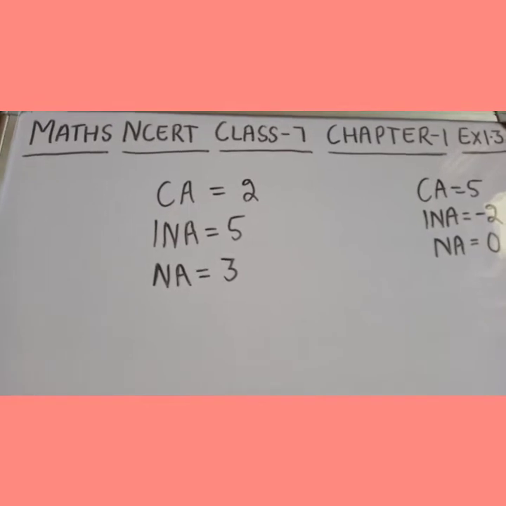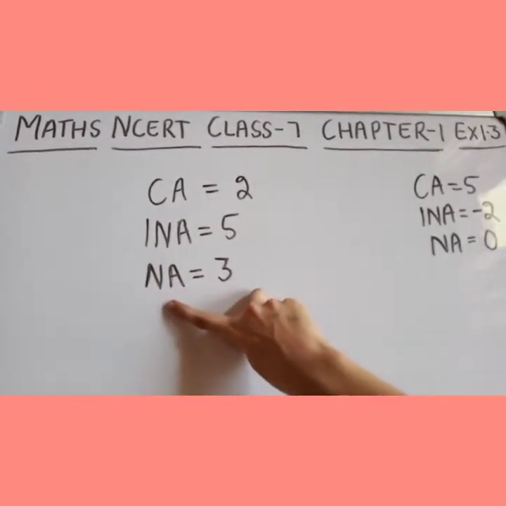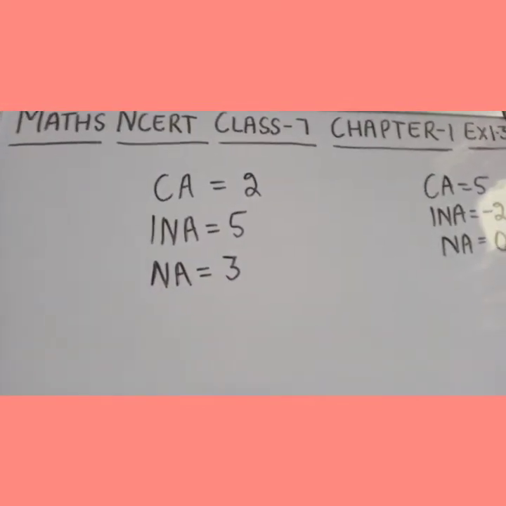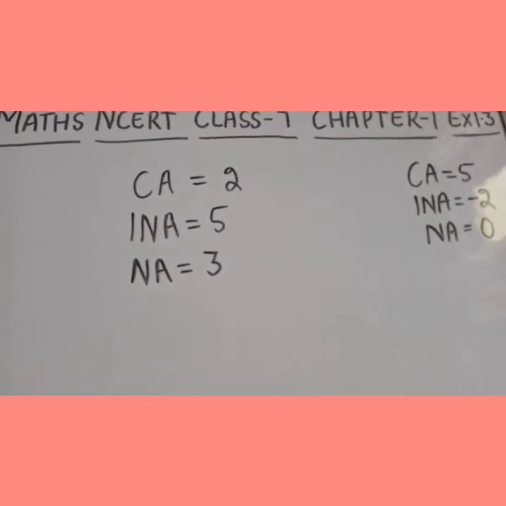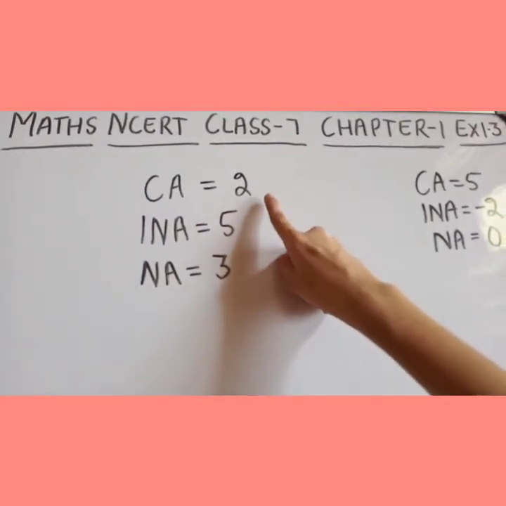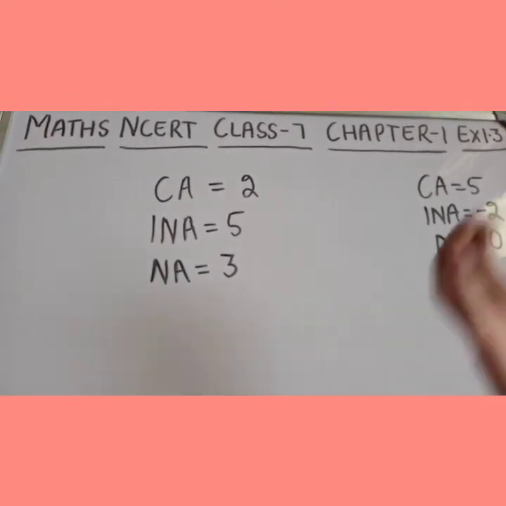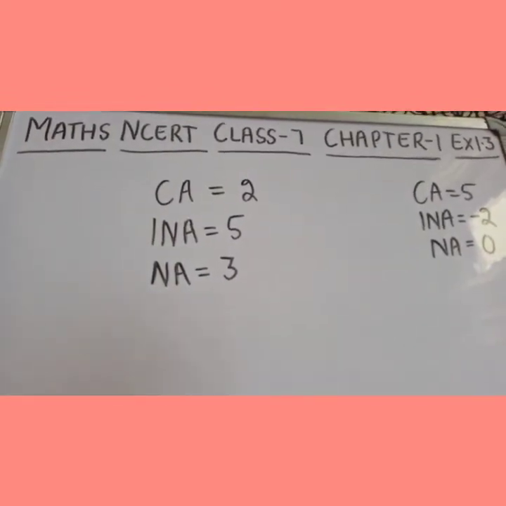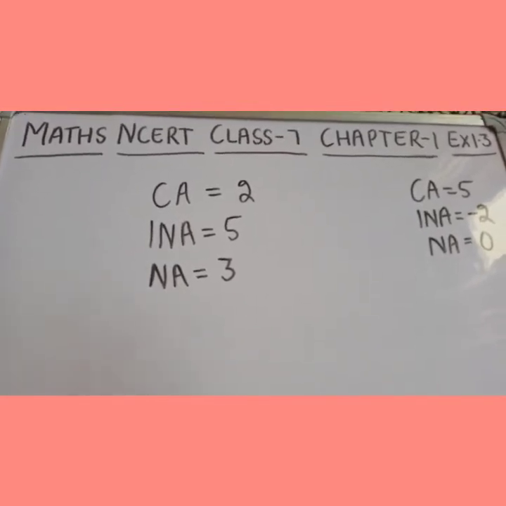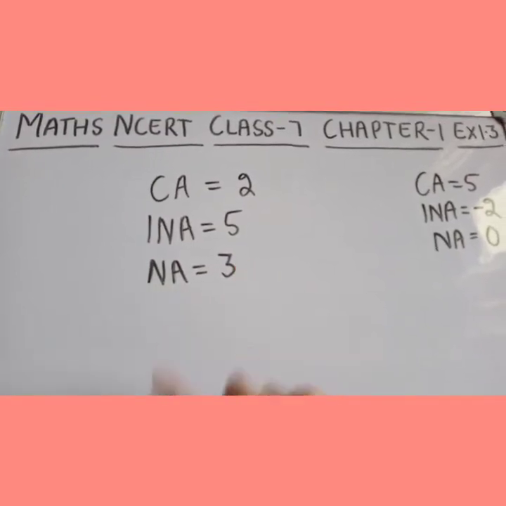Now, the number of incorrect answers she gets is 5 and the number of questions she didn't attempt is 3, because 10 minus 7 is 3. 5 plus 2 is 7. The total number of questions was 10. Now, when you subtract 7 from 10, you will get 3. That means 3 is the number of questions she didn't attempt.